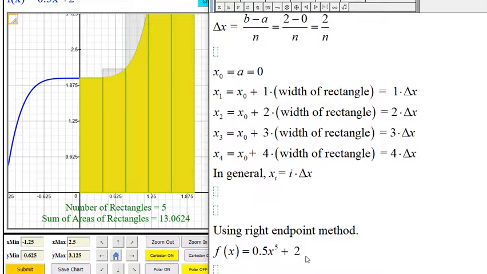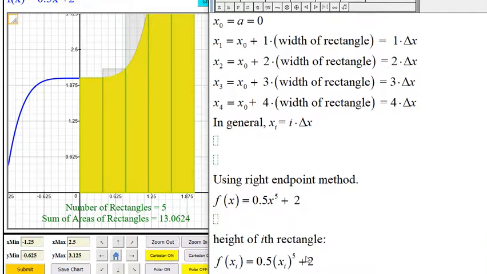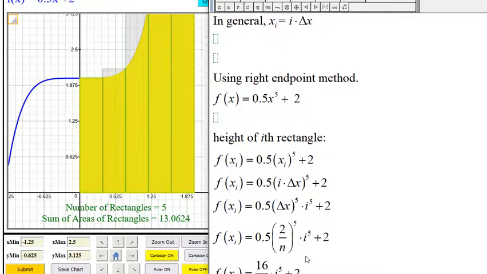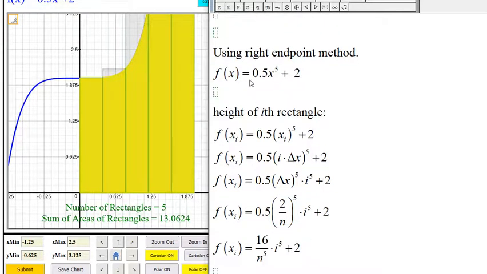And again, we're using the right endpoint method. So now let's go figure out the height for the ith rectangle. The function is 0.5x to the 5th plus 2. And so f of x sub i, in the place of x, we put x sub i. But x sub i is i times delta x. And this becomes delta x to the 5th, and then times i to the 5th.